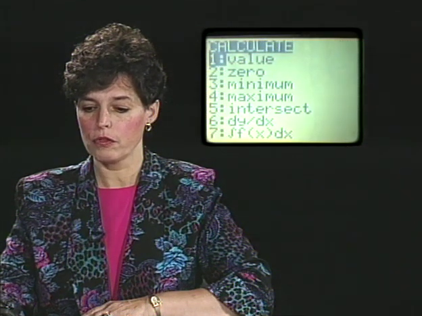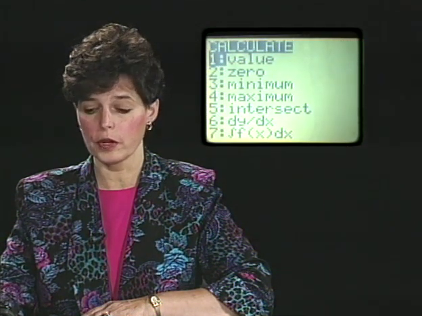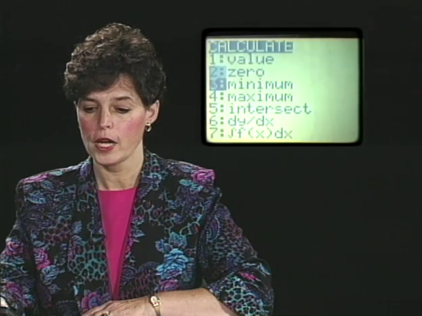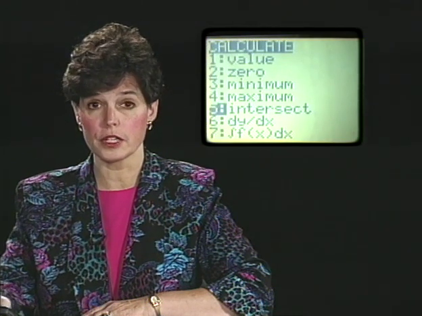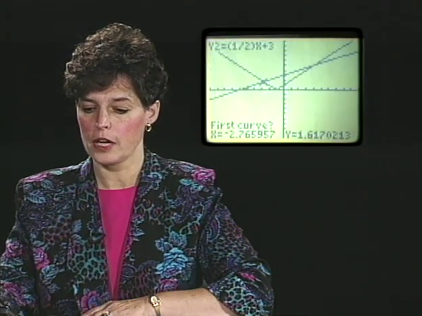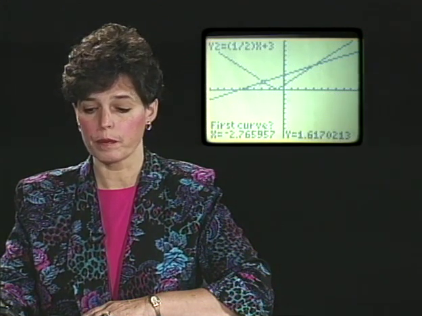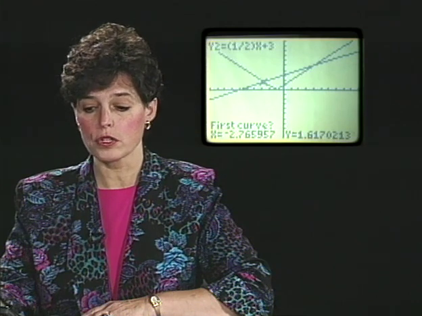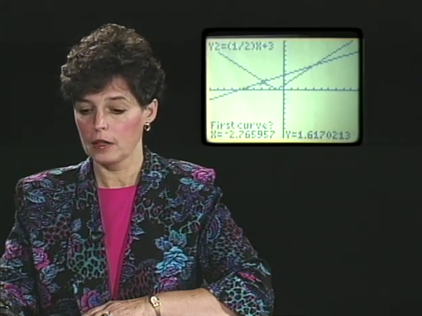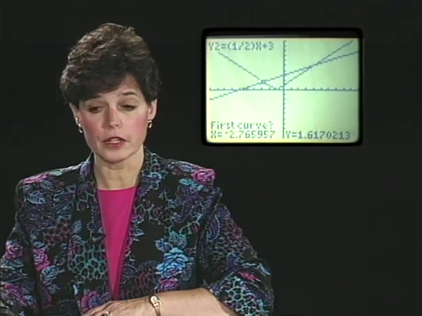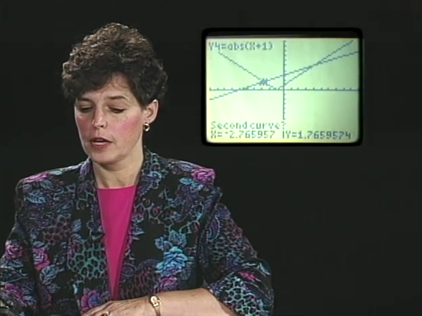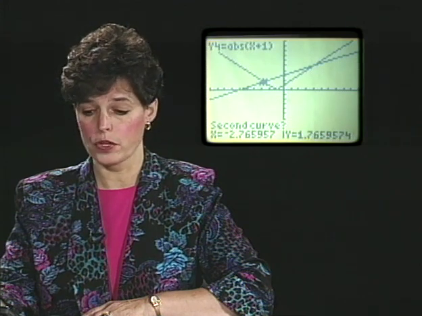And we have a number of different choices here. I'm going to go down to intersect because that's what I want to know, where these two graphs intersect each other. So when I'm there, I choose it, and I have a question on the bottom of the screen. It says first curve question mark. Okay, well, I like where my cursor is on the line, so I'm going to press enter. And when I do that, it now says second curve question mark.